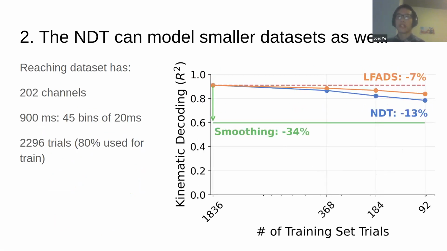And we verified the second challenge, that the neural data transformer can scale to smaller data sets, which may be of more interest in other neural domains. Our data set has 2,300 trials, which is fairly large. So we restrict to smaller subsets. And we see that when we train our representations using only 90 training trials, our neural data transformer and LFADS do outperform the smoothing baseline still.